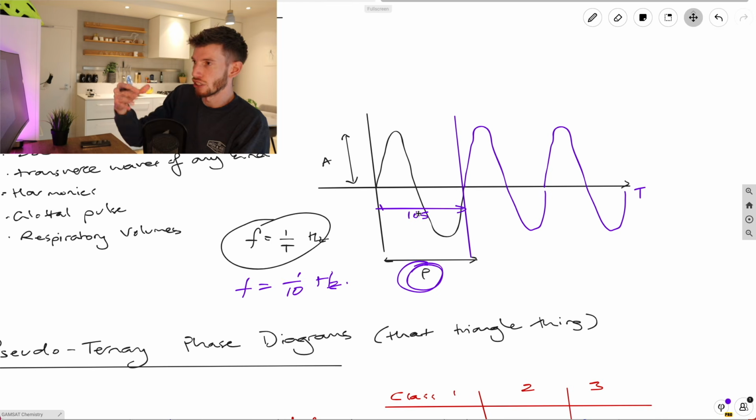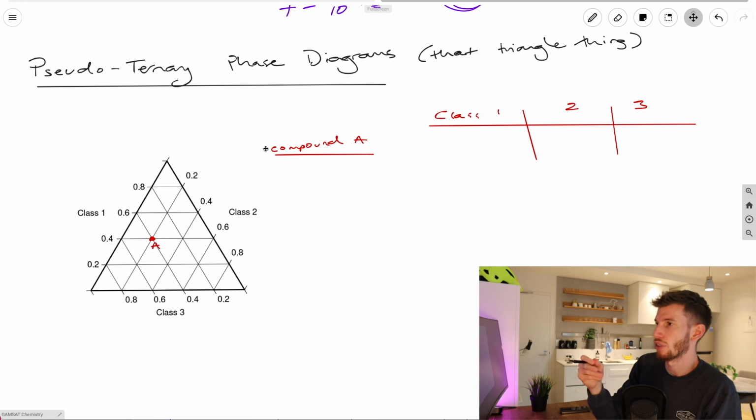And those are the 2 things you can usually answer the questions just based on qualitative analysis of those 2 features of the graph. And then finally, we've got these pseudo-ternary phase diagrams used a lot in chemistry and maybe in some biochem type stuff as well, looking at effectively the composition of a compound into 3 different groups.